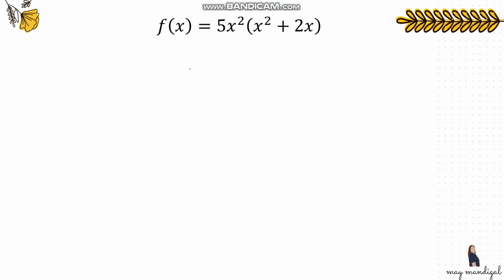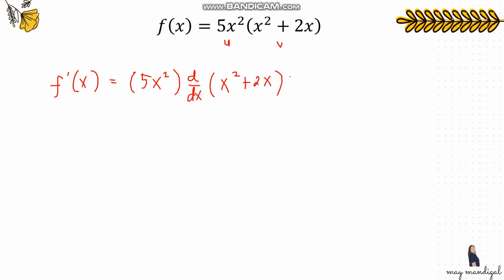Next example, let's say we have f of x equals 5x squared times x squared plus 2x. Again, what we want is to use the product rule. So let's set this as our u and then this one is our v. And then we can again apply the u dv plus v du. So you have u, which is 5x squared, dv, the derivative of our v, which is x squared plus 2x, plus, and then we have the v du, so v, x squared plus 2x, times the derivative of our u, which is 5x squared.